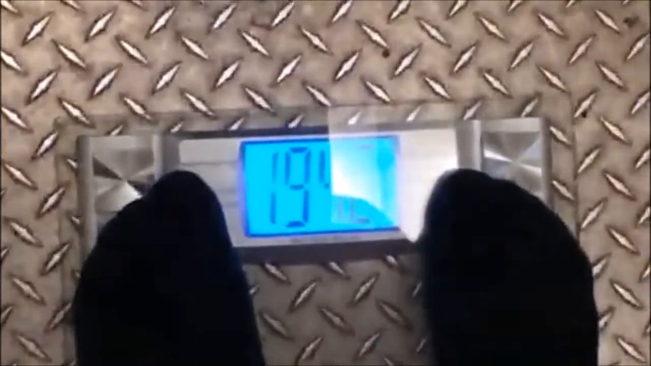To do this, we placed the scale in an elevator and observed how the weight changed during the elevator's initial acceleration. As you can see, the weight on the scale initially increases to 192 pounds while we are accelerating in the elevator. Soon after, it returns to the original value because the elevator has stabilized at a constant velocity.